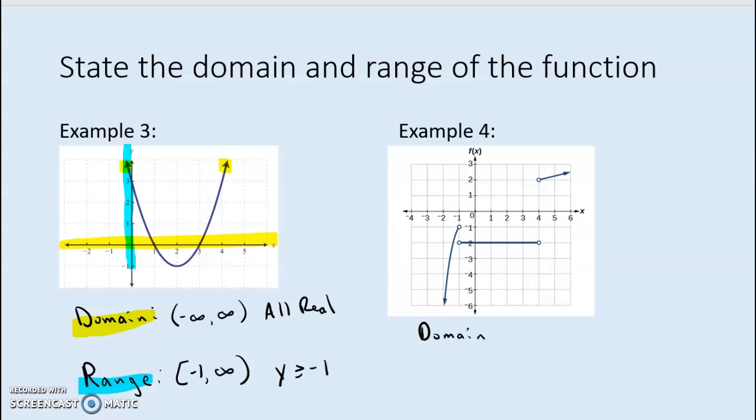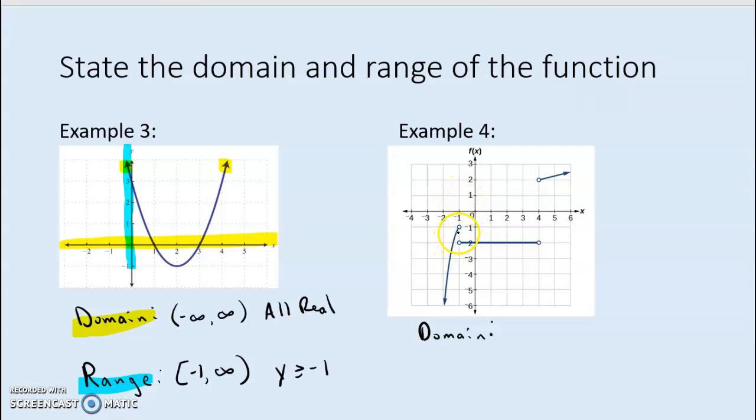Hey, it's Mr. Allred, and we're continuing our discussion on functions, and we're going to pick up where we left off in the previous video with the graph of example 4 here. We were getting ready to state the domain. So, remember the domain is the x values.